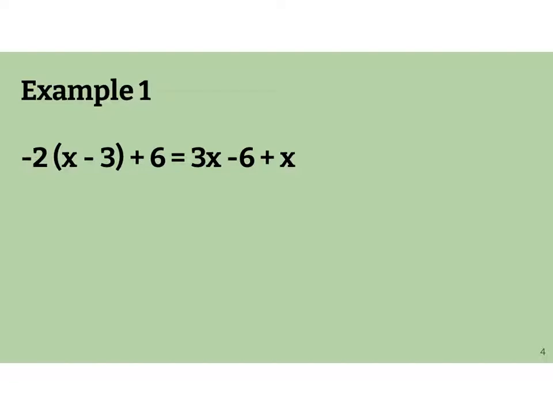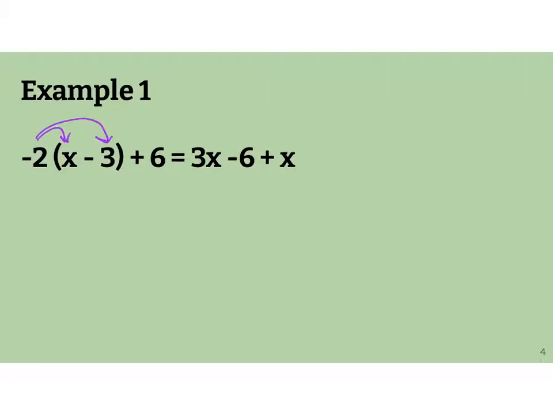Okay, so for the example of how to use the 5 steps, I gave you an example that needs all 5 just so you would know how to do it. So first, step 1 says to combine like terms, says to distribute if needed. I see parentheses, so I am going to distribute this -2.